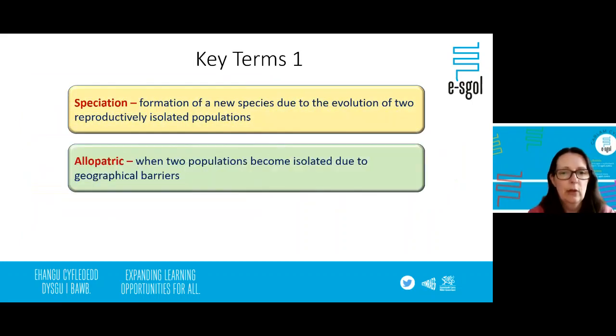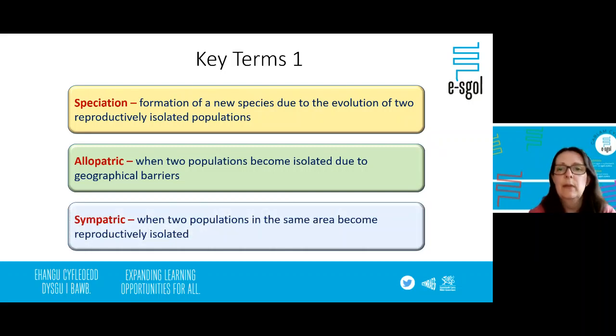Okay, so we're going to have a look at some key terms here to do with this topic. These are new to A2 level. They're not terms that you'll have covered previously. So we're looking at speciation, which is quite a simple, straightforward term that refers to a new species developing or evolving, produced because there are two isolated populations.